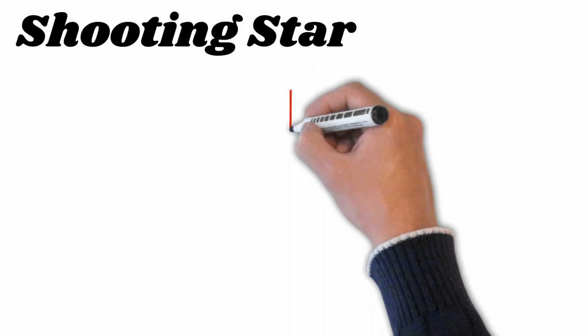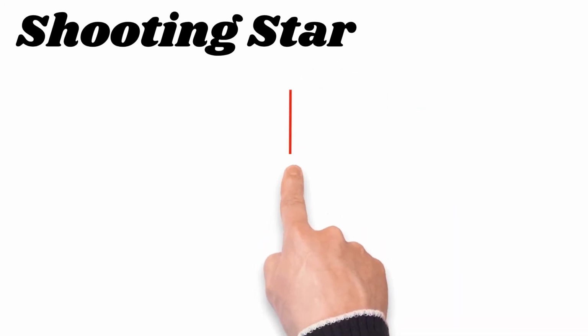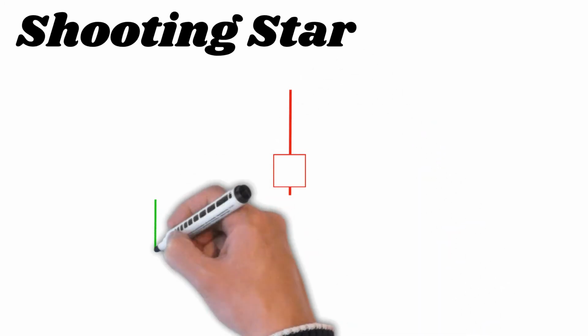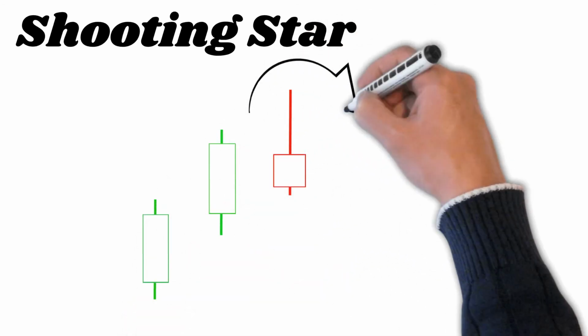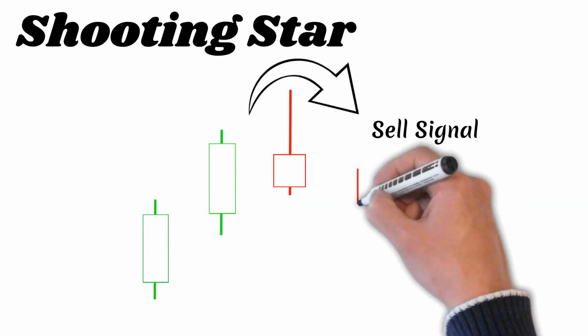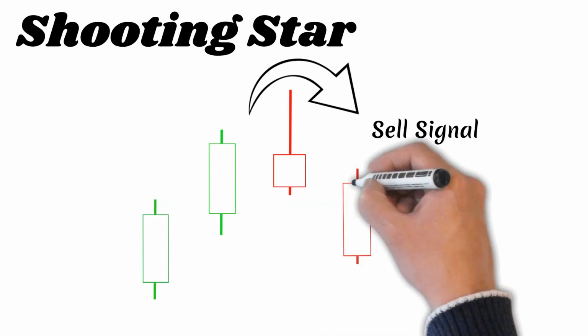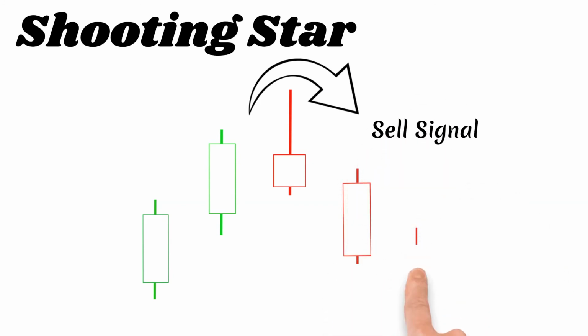Shooting star. The shooting star is a red candlestick with a small body, and a long upper wick, like an upside-down hammer. When you see a shooting star pattern at the end of an uptrend, it usually means the price has been rising up to that point, but there's no more momentum to keep it going up. Therefore, it is likely to go down, so you should sell.